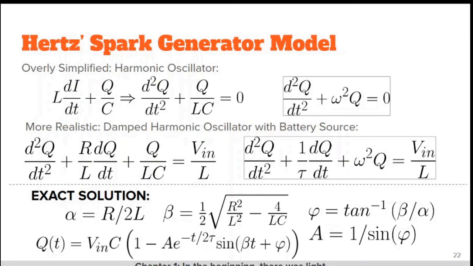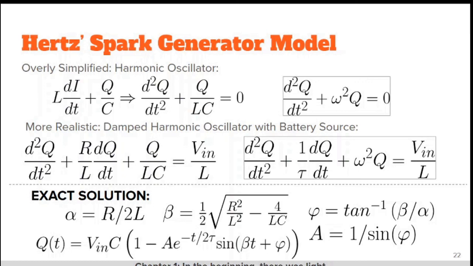And then the time dependence of the charge, which is the exact solution to this equation, is given by what you see at the bottom. Q of t is equal to the voltage times the capacitance times 1 minus the amplitude A times the exponential to the minus t over 2 tau, sine of beta t plus phi, where again phi is that phase which we define up here. That amplitude A is equal to 1 over the sine of the phase. That comes from boundary conditions.